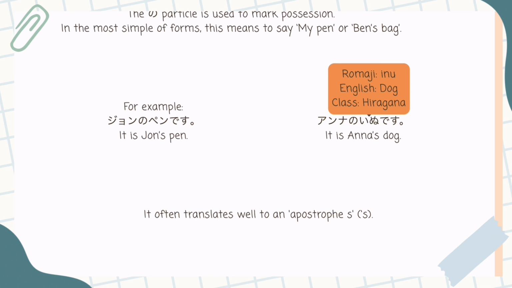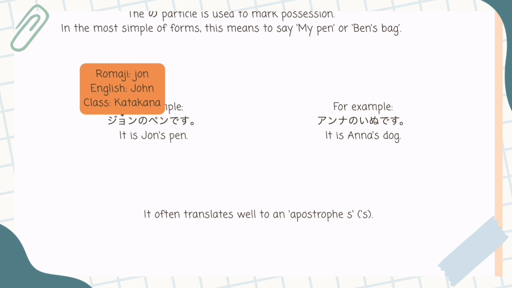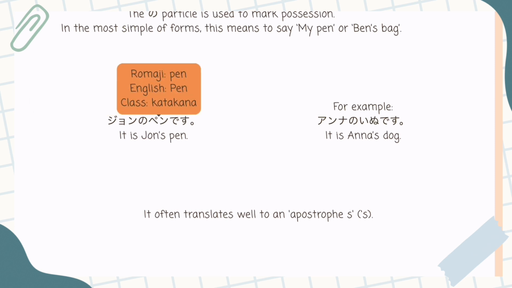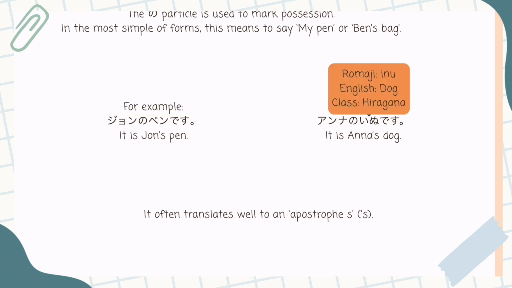So, Anna no inu desu. It is Anna's dog. Anna no inu. Anna's dog. It translates really well to an apostrophe S. So when I say it translates very well to an apostrophe S, I mean we literally have John and then this little no particle in there. This no can make the apostrophe S. John's pen. It is John's pen. John no pen desu. Anna no inu. Anna's dog. Anna no inu desu.